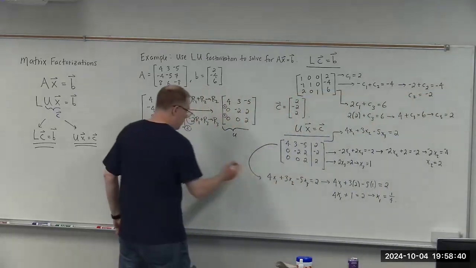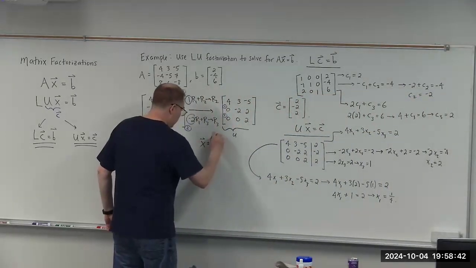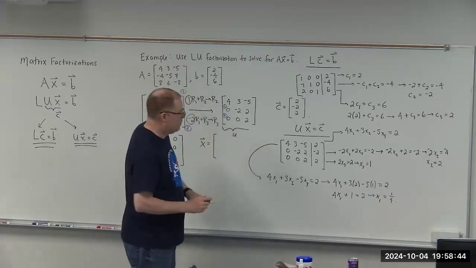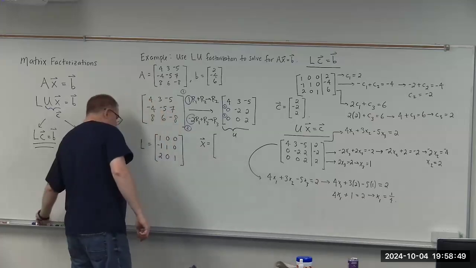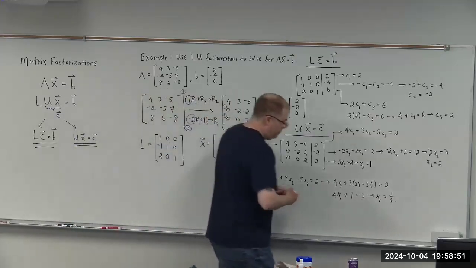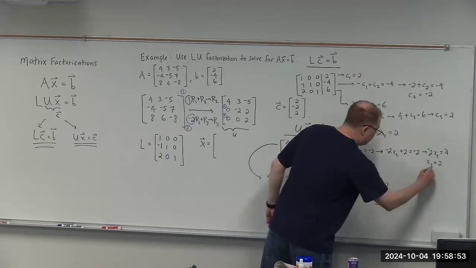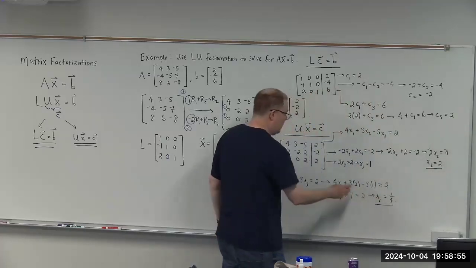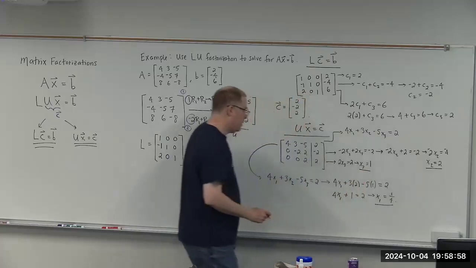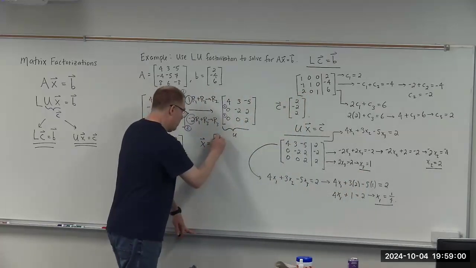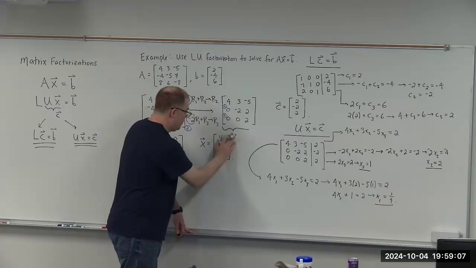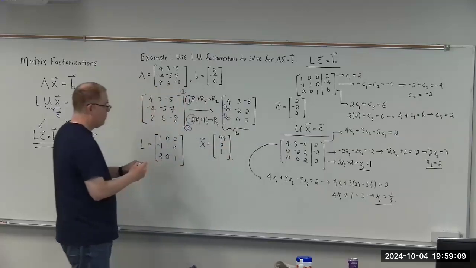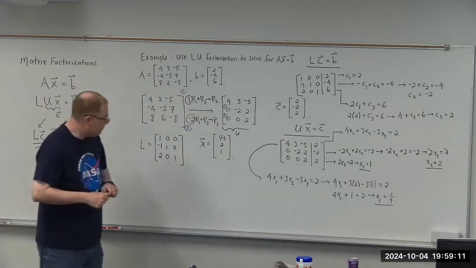Okay, so we have X. X1 is 1/4. It's here, X2 is here, and X3 is here. So we have 1/4, X2 was 2, X3 is 1. And there it is. There's our solution vector, okay?